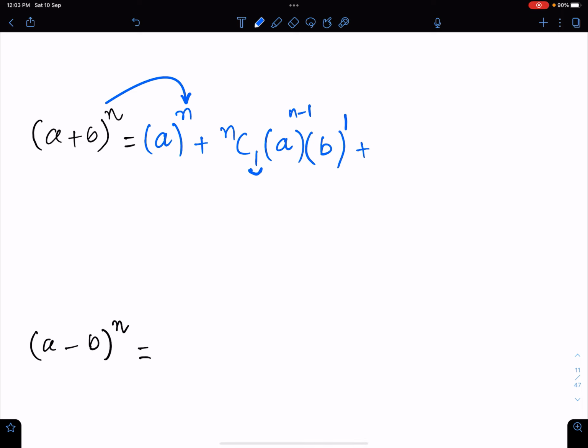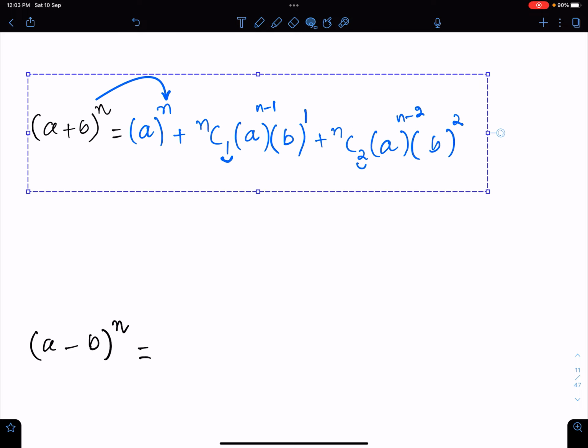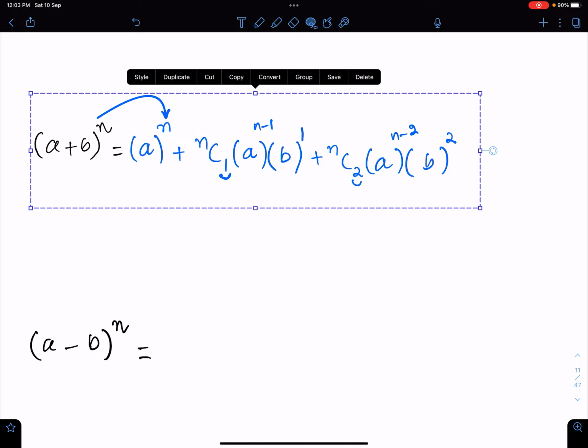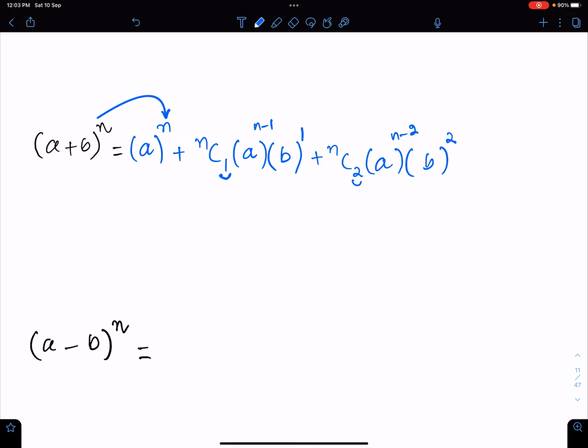Similarly, we can find the next term, which is the third term of this expansion, nC2. So, this is the power of the second term, and the difference of these two is the power of the first term. And this will be continued in the same way. So, plus plus plus, and this is the last term, b to the power n.